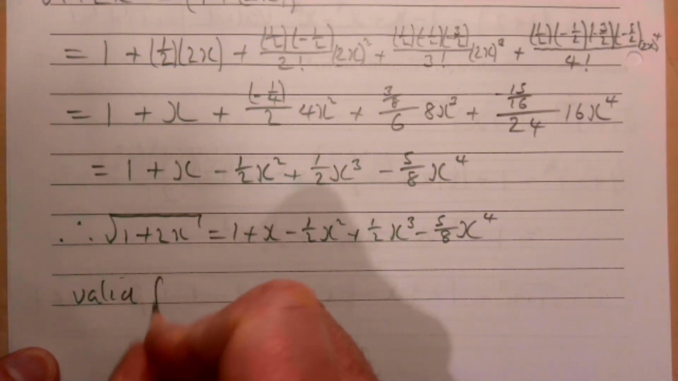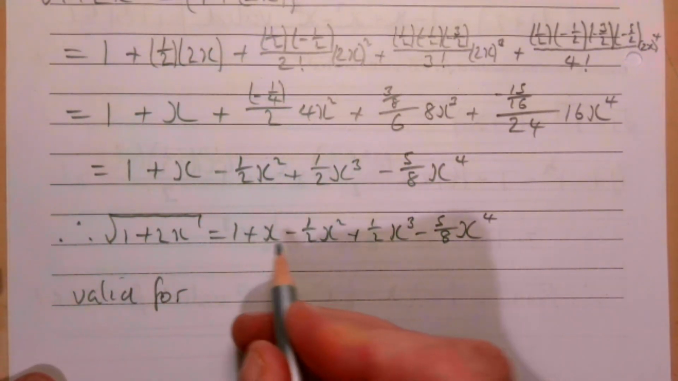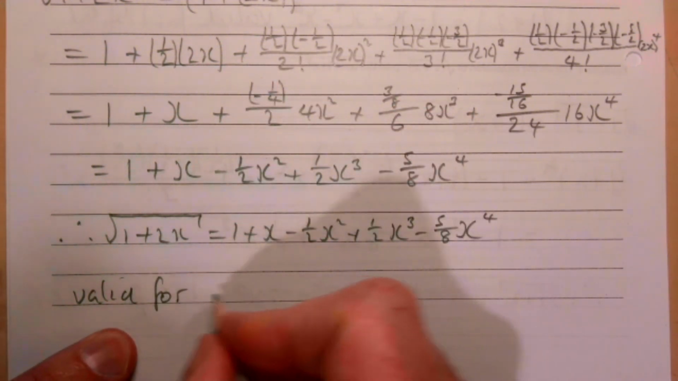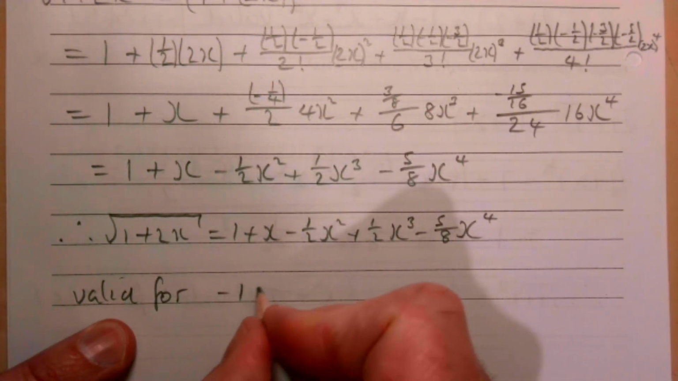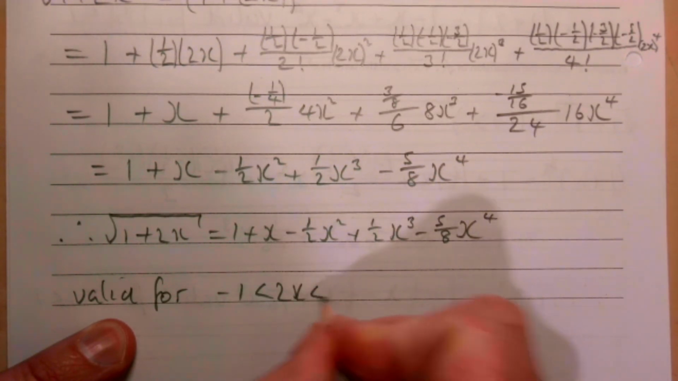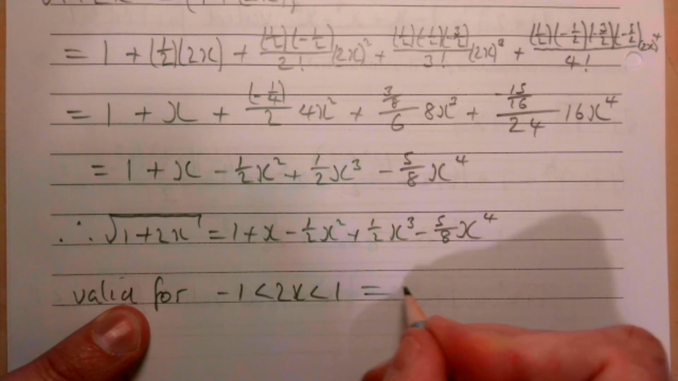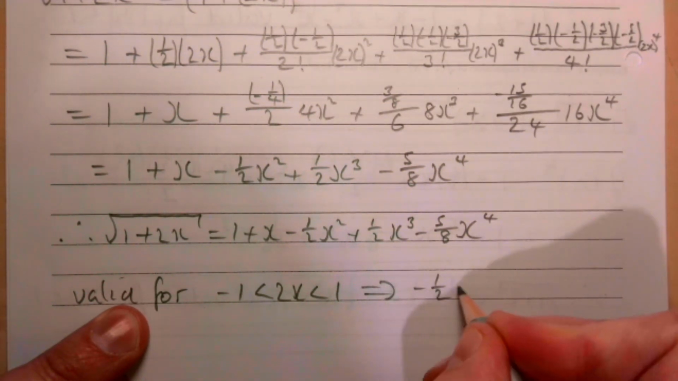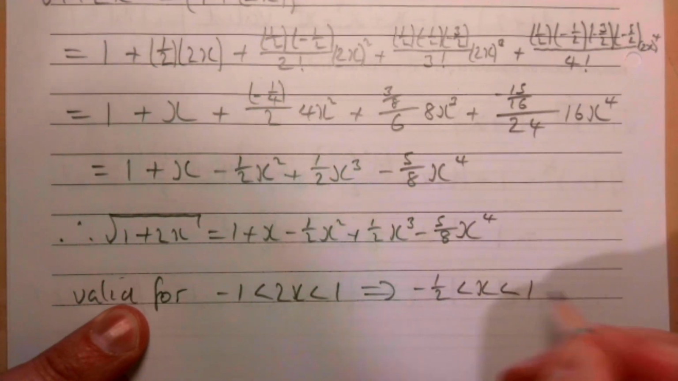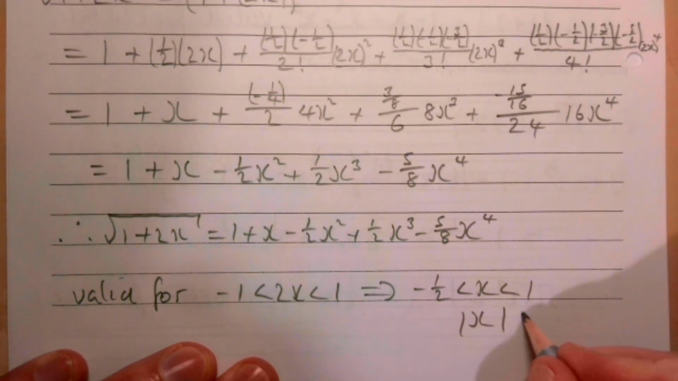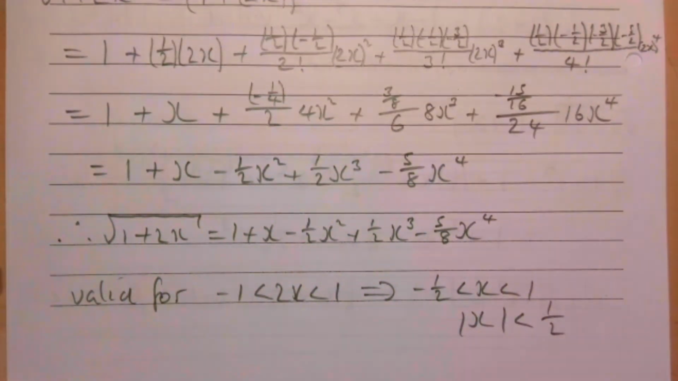Valid for, so note we exchanged our x for a 2x, so that means minus 1 less than 2x, as in 2x has to be in between minus 1 and 1, so that means it's minus a half less than x less than 1, or if you wish, modulus of x is less than a half.